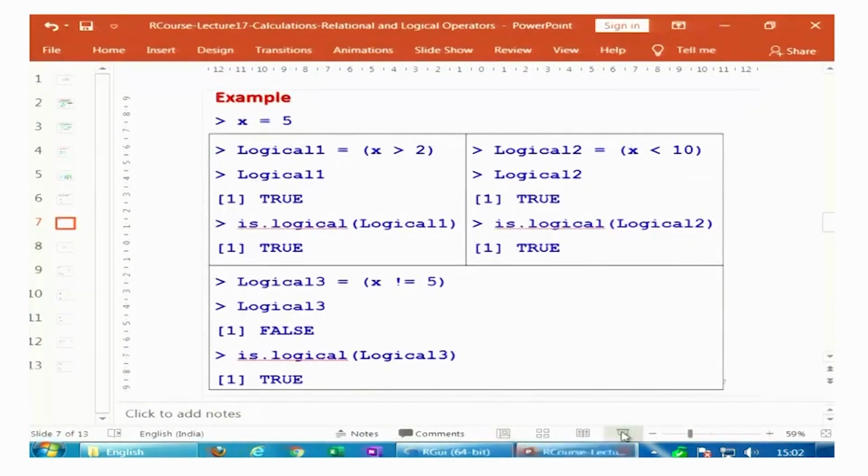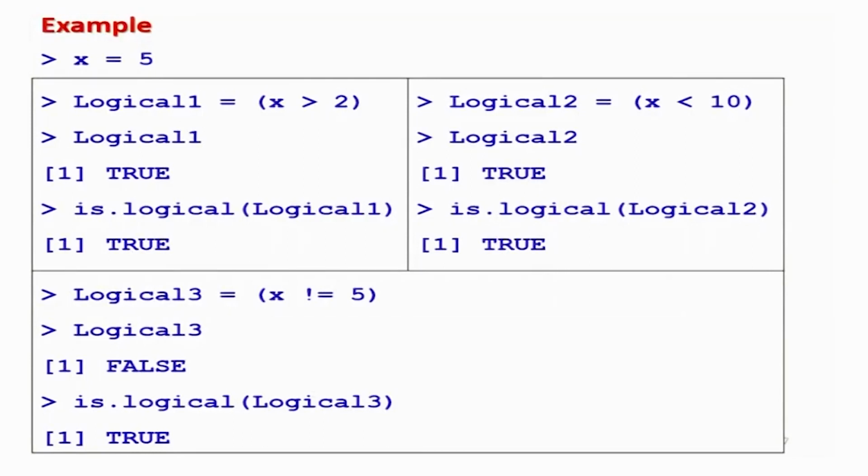After this, I will give you another syntax or command which is helpful in finding out whether the outcome of an operation or a variable is a logical variable or not. You know that in the earlier lectures we used different types of such commands like is.numeric, is.character, etc.